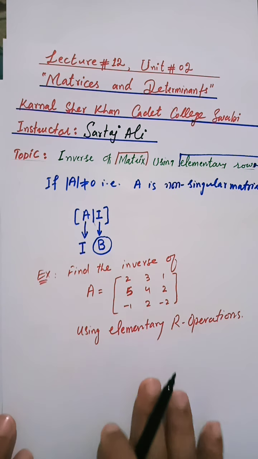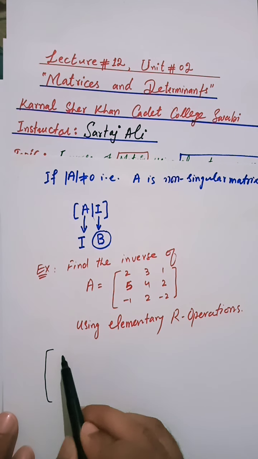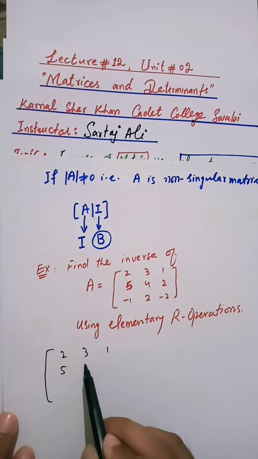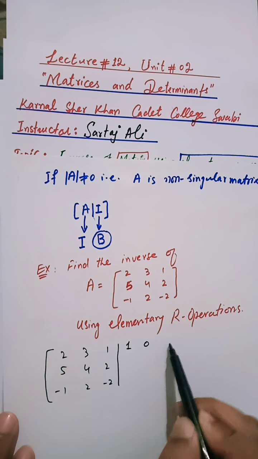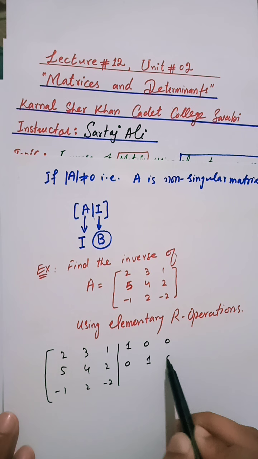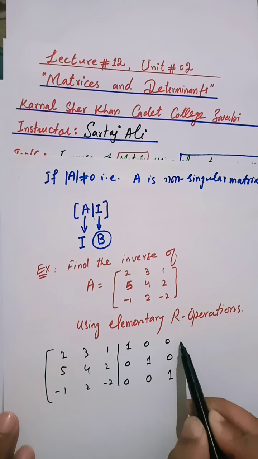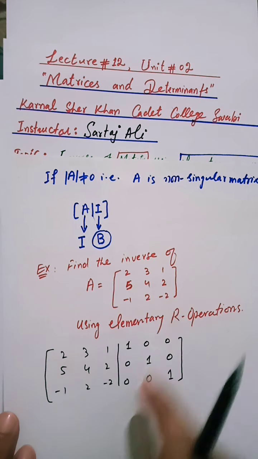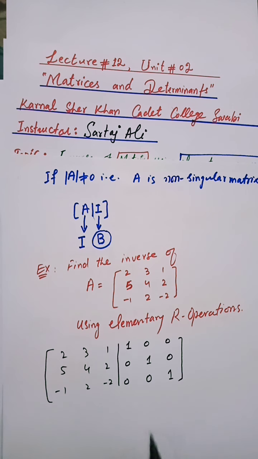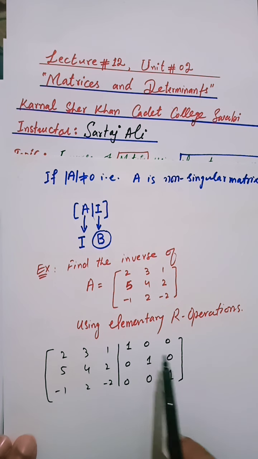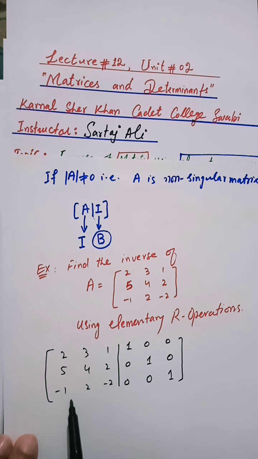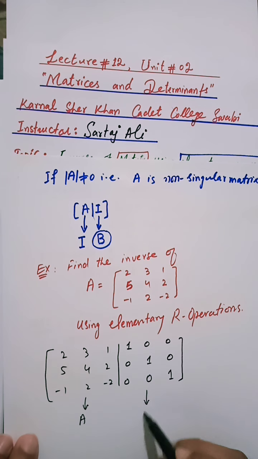So in that case this must be [2 3 1; 5 4 2; -1 2 -2] bar identity matrix of order 3, because the matrix A is of order 3. This is the procedure. You will convert the given matrix in this form. Now in this horizontal arrangement, 2 3 1 1 0 0 will be considered as the first row. Then this whole will be considered as the second row, and this whole will be considered as the third row. So this is your A and this is your identity matrix.